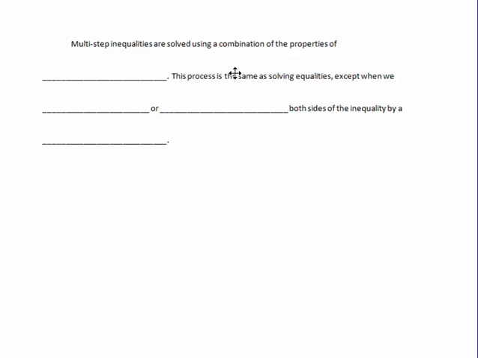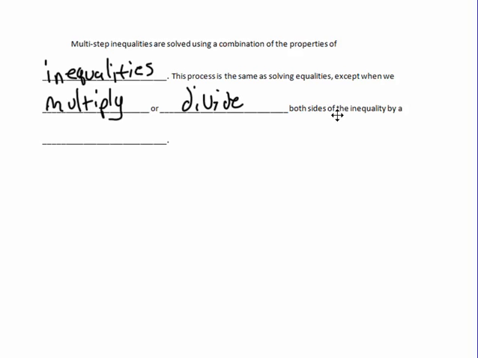Alright, so multi-step inequalities are solved using a combination of the properties of inequalities. This process is the same as solving equalities, except when we multiply or divide both sides of the inequality by a negative. And we saw that happen last time in class.